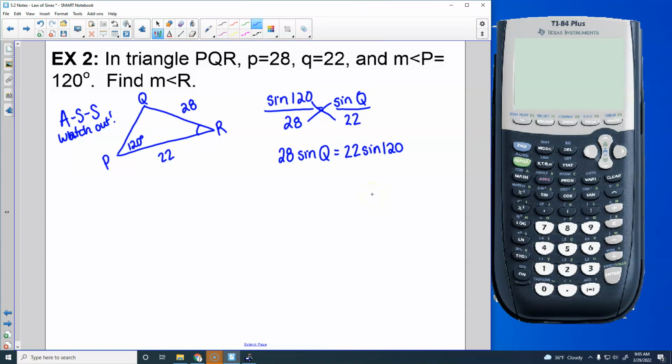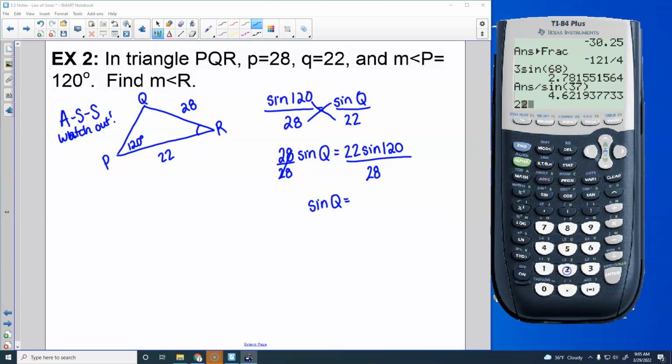And we are trying to get that Q by itself right there. So first we'll have to get rid of that 28 by dividing. So I'll get sine of Q equals, I'm going to go ahead and type that into the calculator, 22 sine 120 divided by 28, and we'll get 0.6804. Keep that number in your calculator.